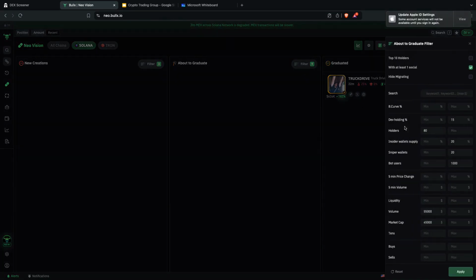When it comes to the about-to-graduate filter, the insider wallet stays the same, about 20%. You can reduce it to 10% if you want. It doesn't really matter. The sniper wallets are 20.